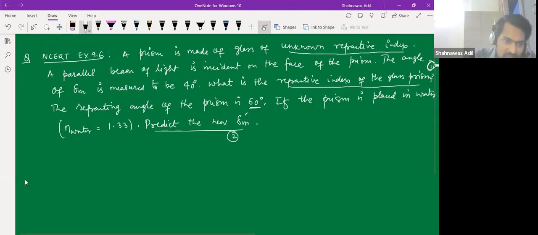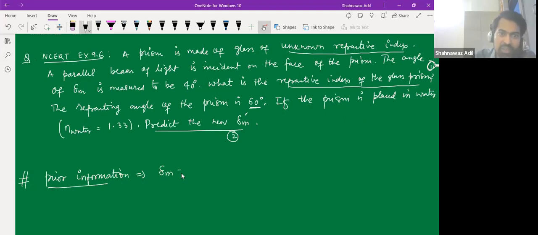How can we know that? So what is the prior information that we have? Prior information is we have delta M, which is 40 degrees. What is this refracting angle of the prism? This is angle of prism, right? And you guys can see that this is not so small. So we cannot use the simplified thing.